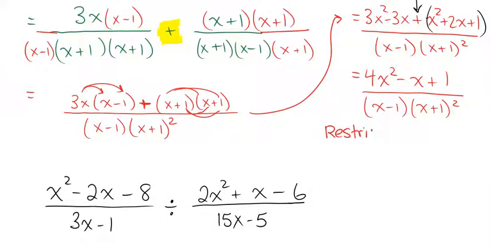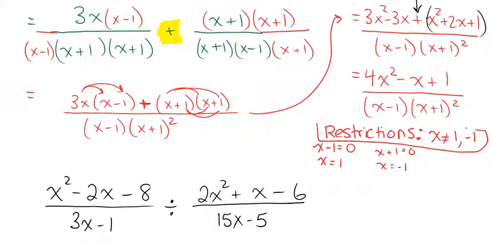And if we wanted to state restrictions, we would just set each of the brackets equal to 0. So set x minus 1 equal to 0, and that would give us 1. And then if we set x plus 1 equal to 0, that would give us negative 1. So it turns out our restrictions are x can't equal positive 1 or negative 1. And that's how you do rational expressions.